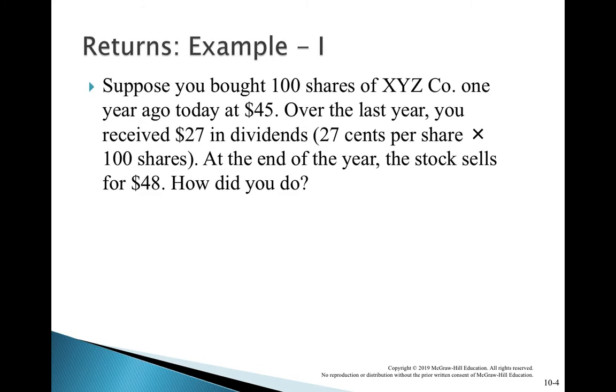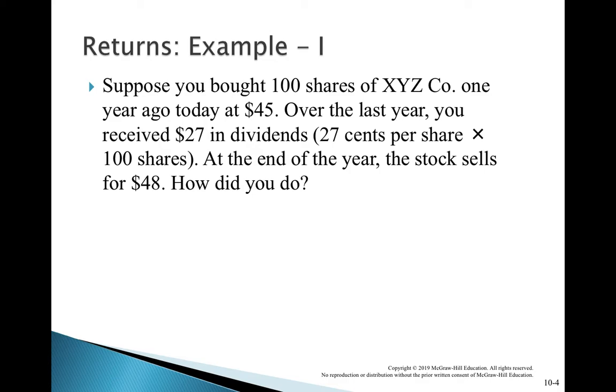Let us take another example here. Suppose you bought 100 shares of XYZ company 1 year ago. Today the price is 45. Over the last year you received $27 as the dividend. That is 27 cents per share. 100 shares means $27 total.